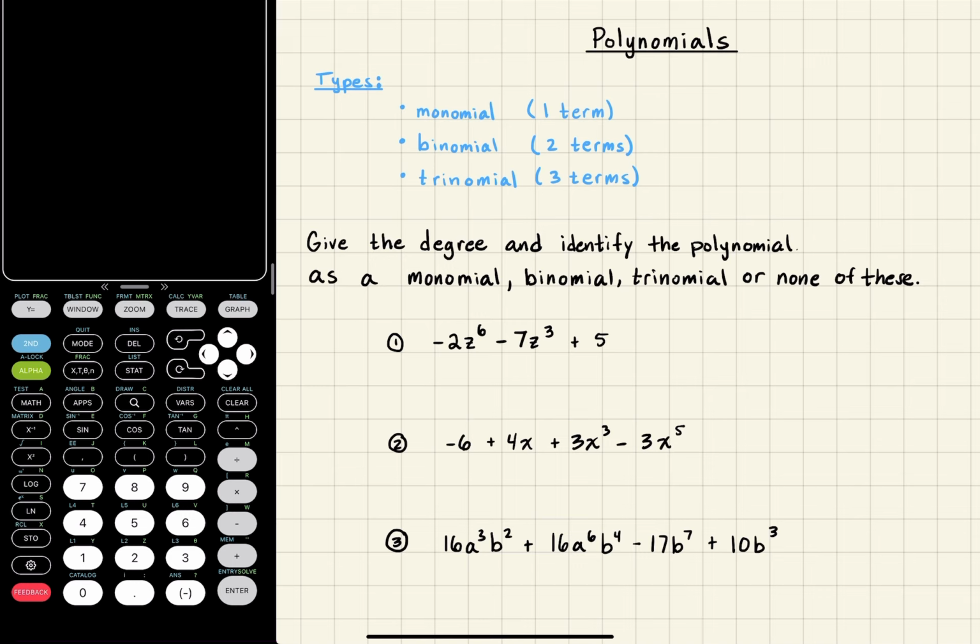We're asked to give the degree of the polynomial and identify it as either a monomial, binomial, trinomial, or none of these. So let's take a look at the first problem here. In this problem, I'm counting 1, 2, 3 terms. So if we look at our types, 3 terms means that is a trinomial. So for this problem, I would identify it as a trinomial.